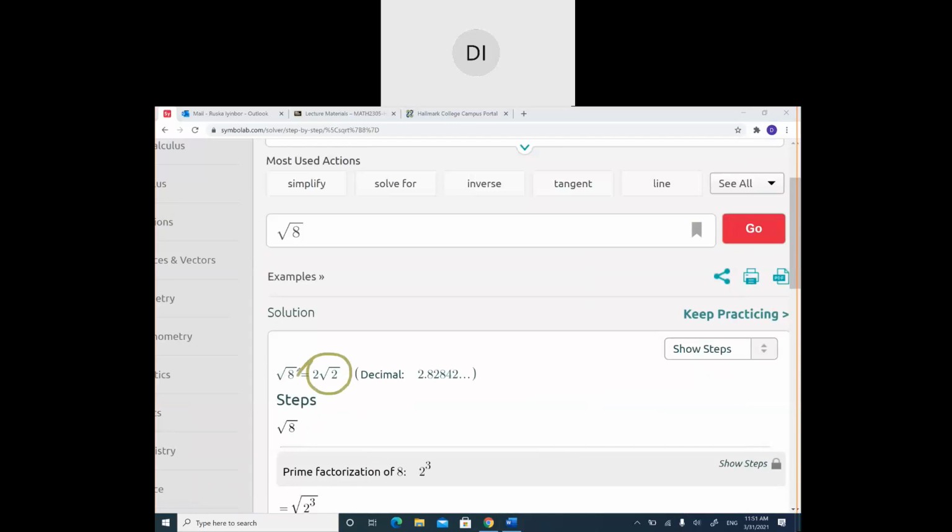Okay? So you can use the calculator to simplify it for you. Yes, I'm just trying to understand when you use the actual symbol and when you don't.